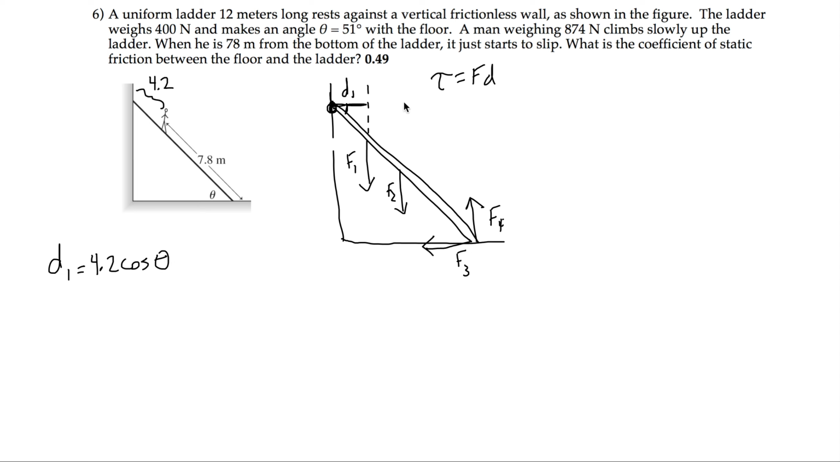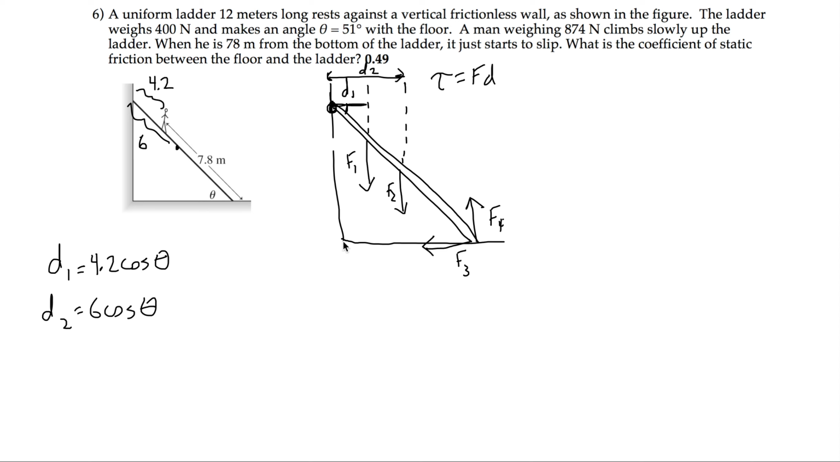F2, do the same thing. Extend that force line and draw a line from the pivot to that force line. So from here to here, that's going to be d2 over here. And this was the weight, so it was halfway. So this distance from here to here was 6 meters. So this is again going to use the cosine of that. So it's going to be 6 cosine of the angle.